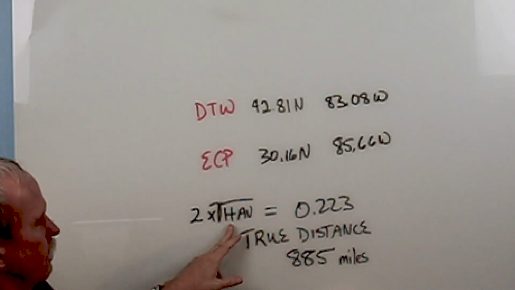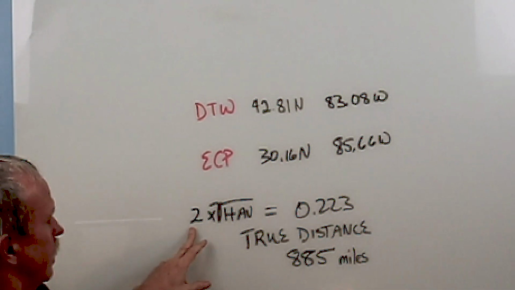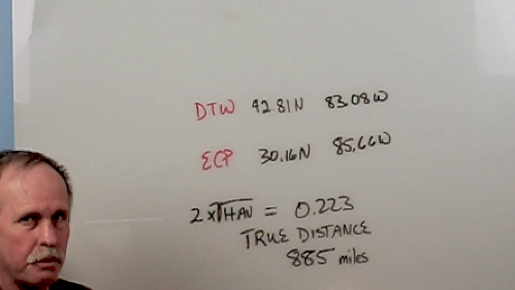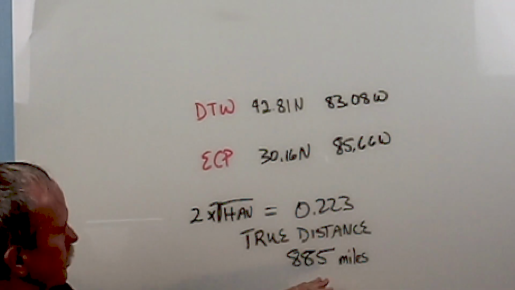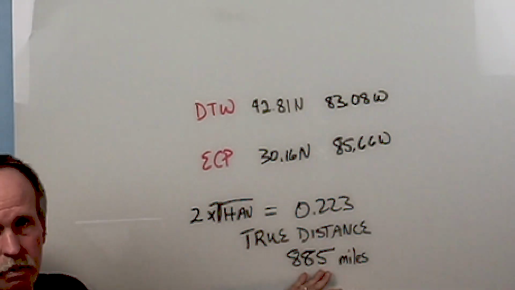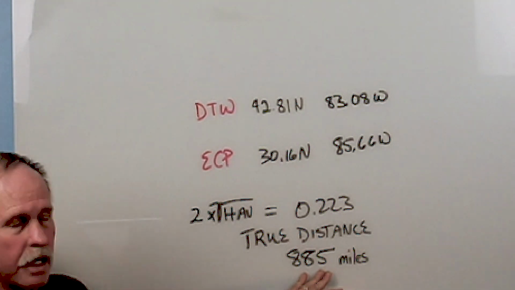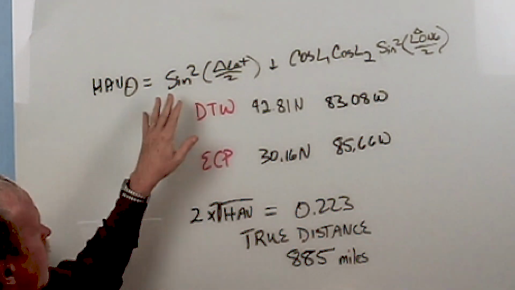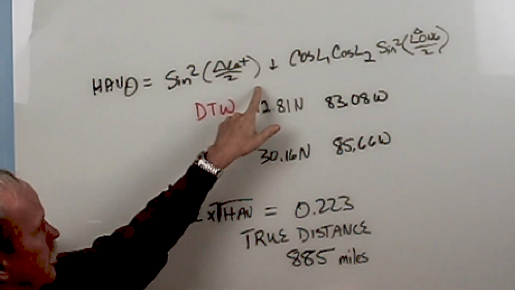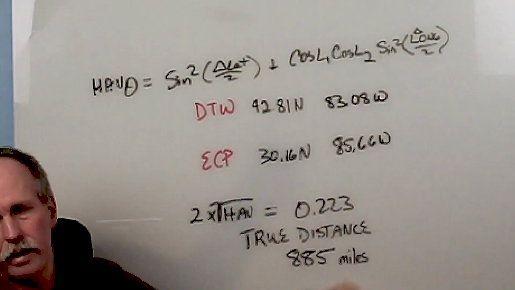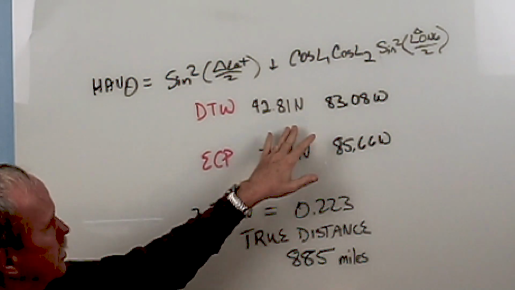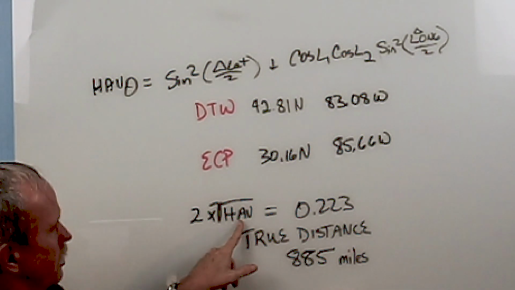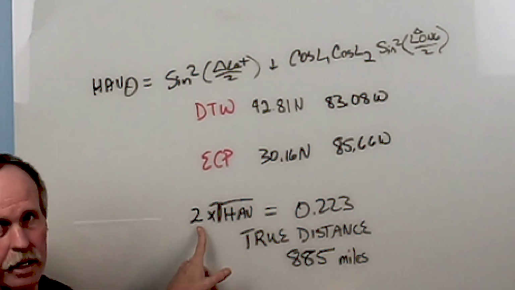If you find the square root of the haversine and multiply it by 2, the answer is going to be 0.223. The true distance between those 2 points, the known distance, is 885 statute miles. Now, as you recall from the haversine formula, there is no mention of radius anywhere in that formula. There's no mention of radius in any of these degrees. There's no radius there. There's no radius there.